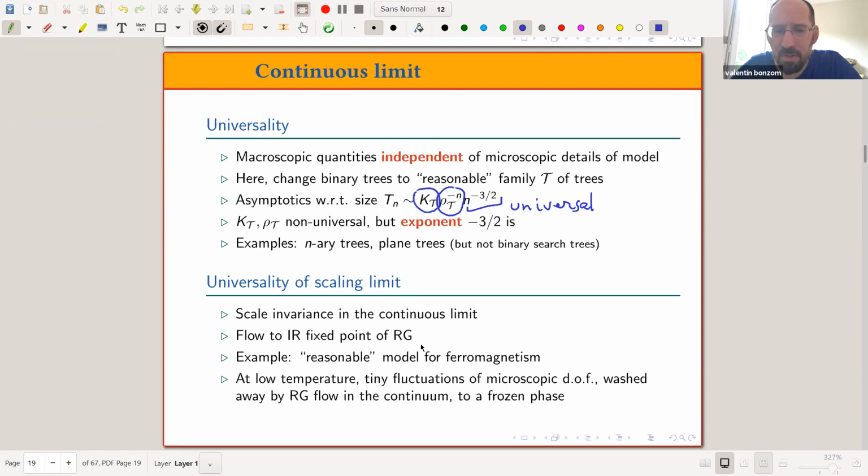So as an example, in any reasonable model for ferromagnetism, if you start at low enough temperature, well, you're going to have some tiny fluctuations of the microscopic degrees of freedom.